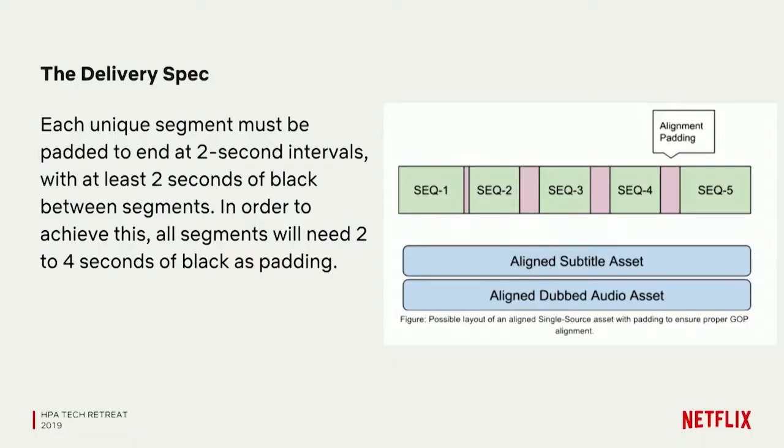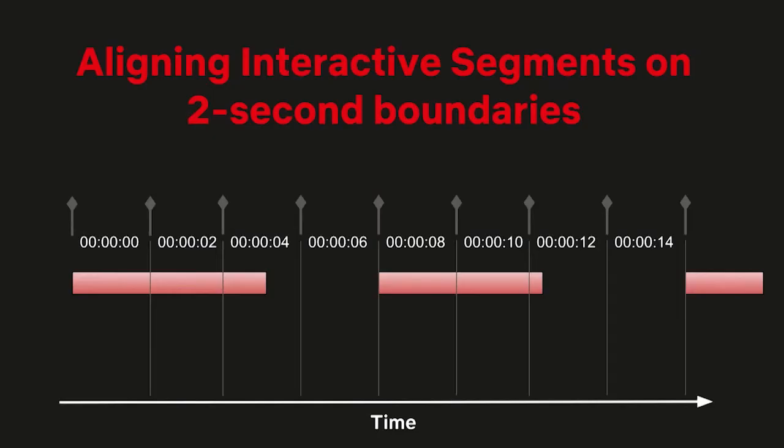So this is the delivery spec that a fulfillment partner would have to meet to deliver an interactive title to us, which basically meant that all those segments that were laid out on a timeline had to be on 2-second boundaries. And that way, when it showed up in our system, it would magically get a keyframe at each one of those segment starts.